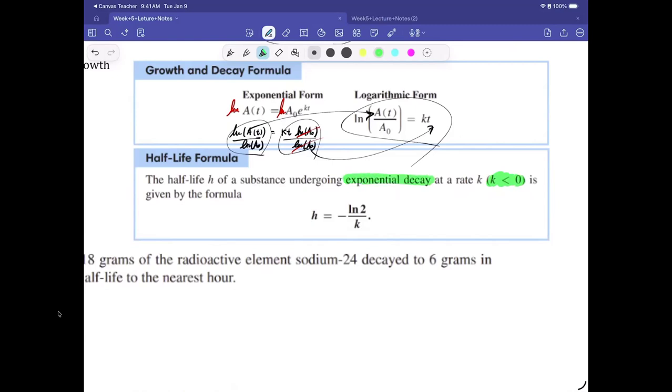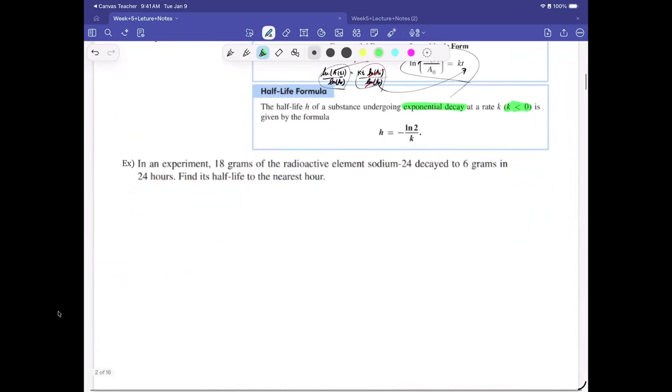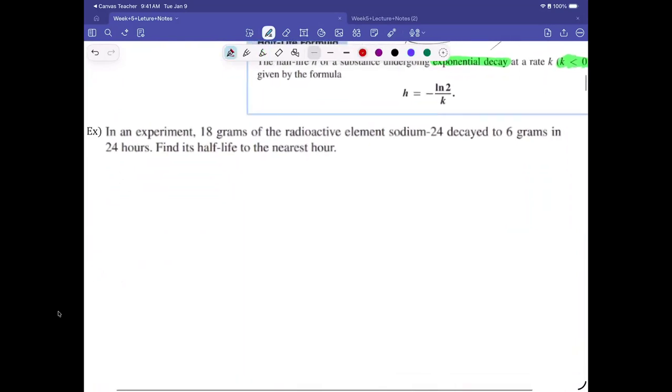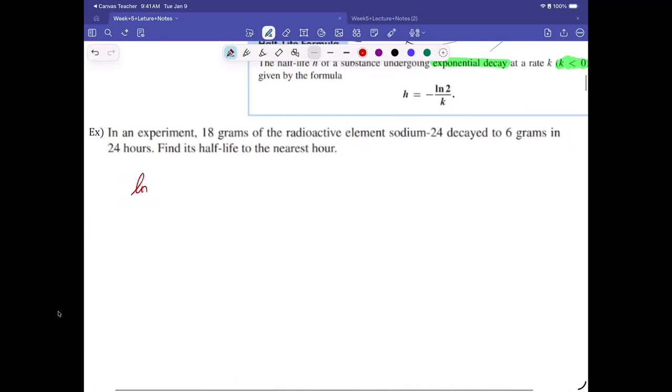Okay, so you have to look at the example here. In the experiment, 18 grams of the radioactive element sodium-24 decays to 6 grams in 24 hours, and then find the half-life. Okay, this is what I'm talking about. First step is this. I know it's very weird. Just focus on the formula, okay? Then it'll be easy. First step is this, okay? Ready? We have to use this formula.